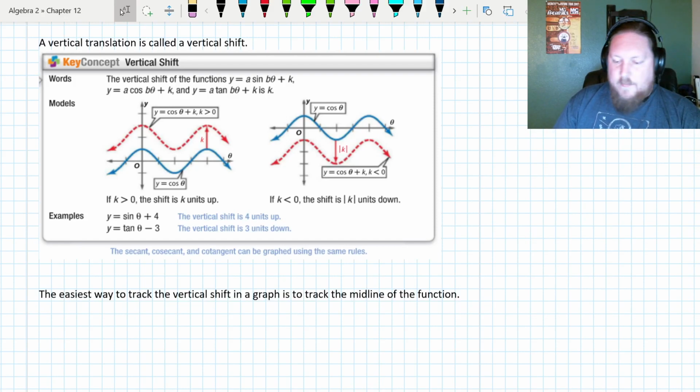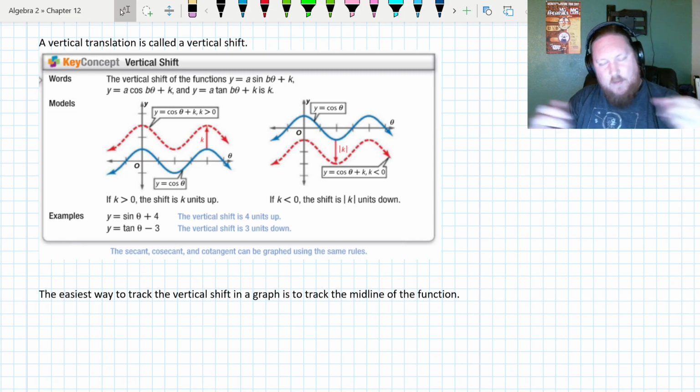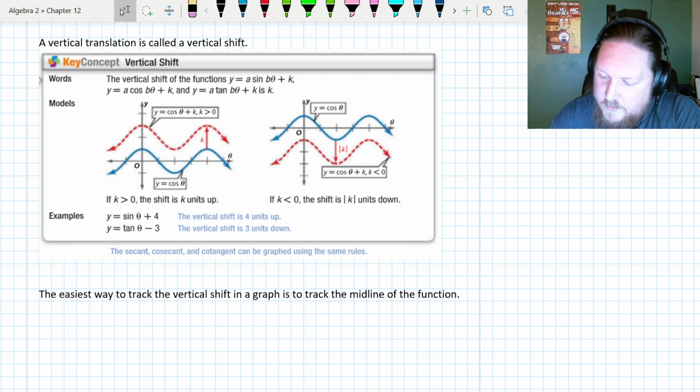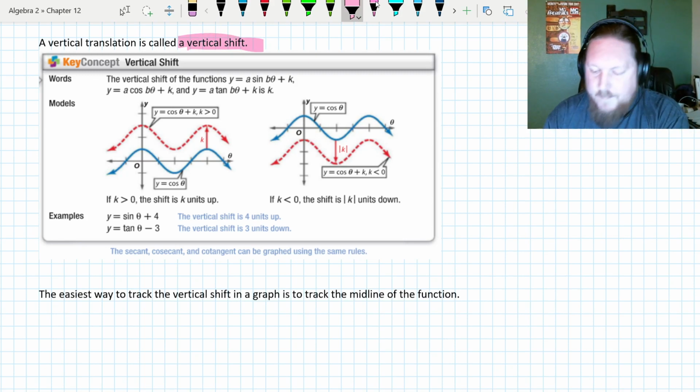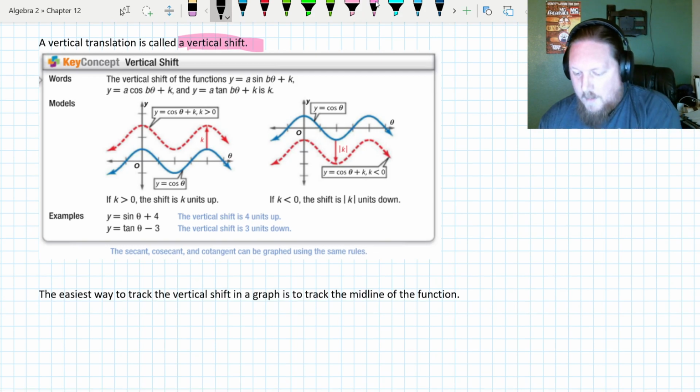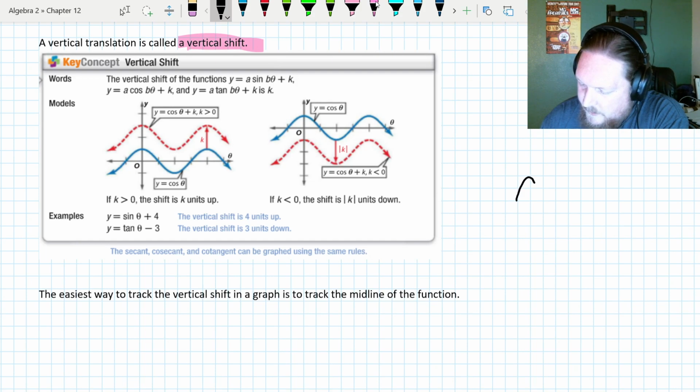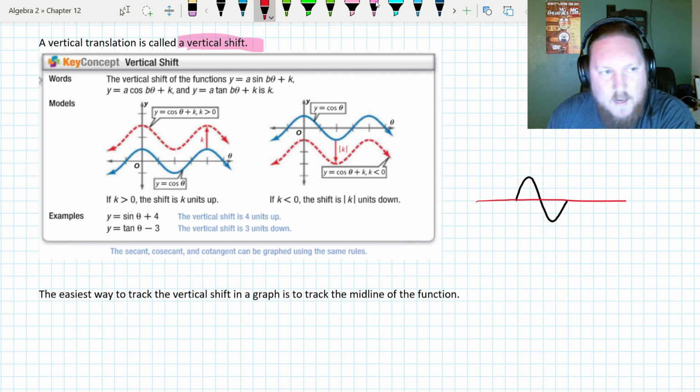Well, if we're going to do a phase shift, which shifts the graph left and right, we are also going to do a vertical translation or a vertical shift. Basically, imagine I have the sine function, and I'm just going to draw a really simple version of it right here. You can see with the sine function, there's this line that goes down the middle of the graph.